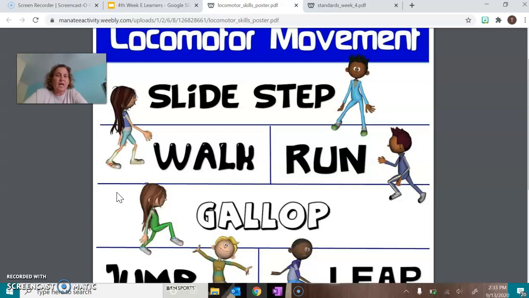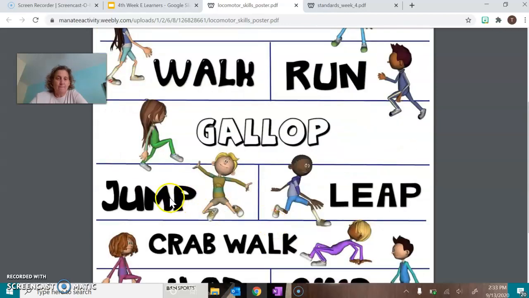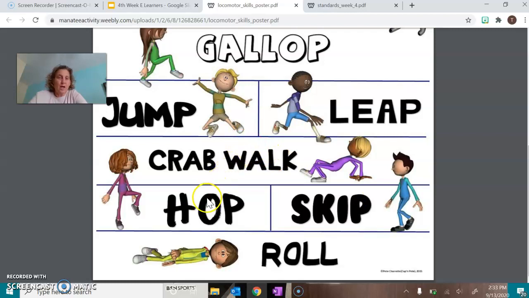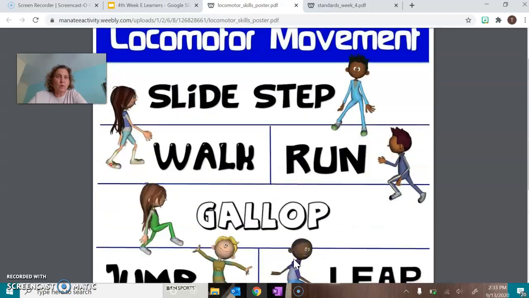So we have a slide step, walk, which is the one that we most commonly use, followed by run, gallop, jump, leap, crab walk, hop, skip, and roll. So those are going to be our locomotor movements. So I'm going to demonstrate to you how to do each one of these locomotor movements. I'm going to take the screen and lower it down to the floor so you can actually see my feet move as we do each movement, right?